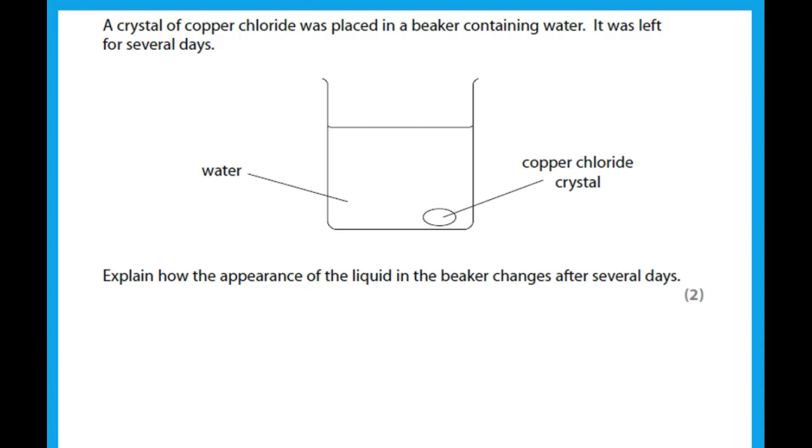Okay, the next question was asking, a crystal of copper chloride was placed in a beaker containing water. It was left for several days. Explain how the appearance of the liquid in the beaker changes after several days.